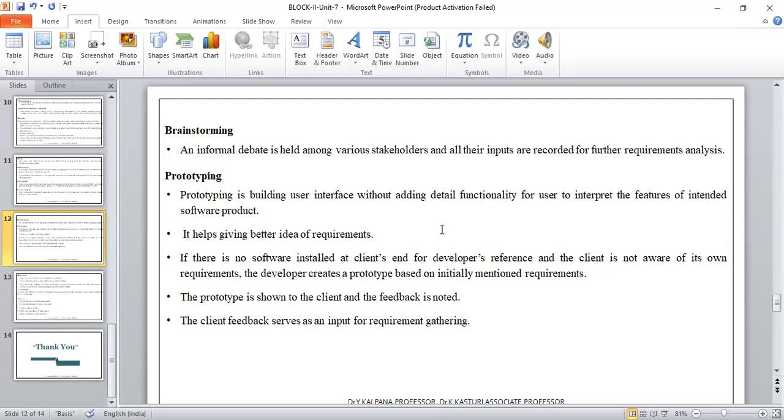There is no software installed at the client's end for the developers' reference. The client is not aware of its own requirements. The developers create a prototype based on the initially mentioned requirements. Whenever the prototype is shown to the client and the feedback is noted, the client feedback serves as an input for requirement gathering. Based upon the prototype, the client will give feedback. Based upon the feedback, the requirements gathering will take it into account; the feedback also serves as an input to the requirement gathering.